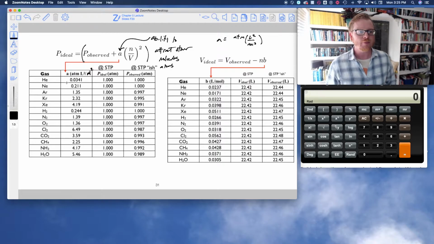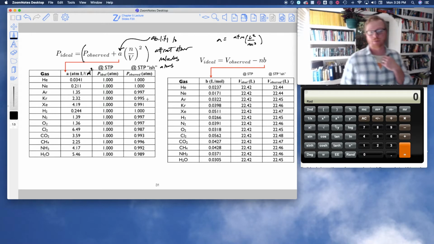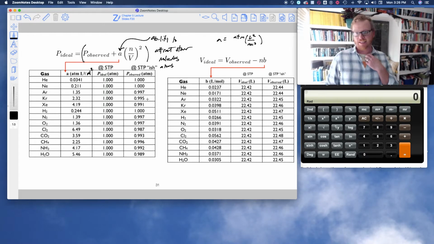And now look, neon is also similar, 0.211, okay? But look what happens as the gases get bigger. Argon, krypton, xenon, look, their A terms are actually kind of big. And look what happens to the observed pressure. It actually is decreasing noticeably from that ideal case.